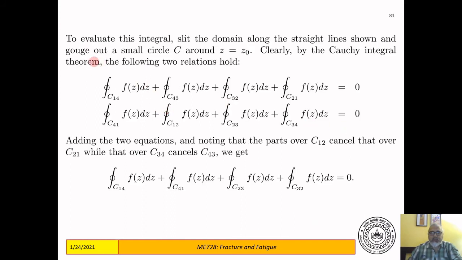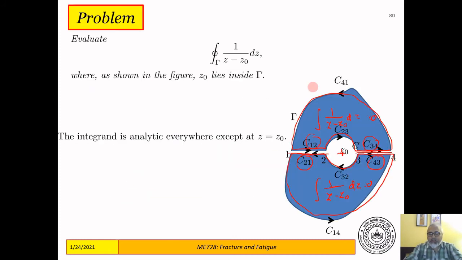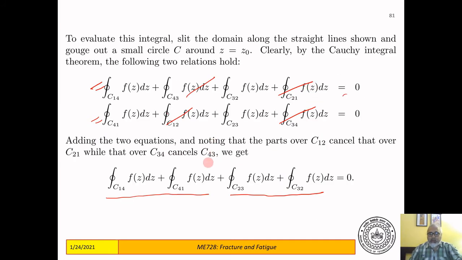So this is what I do. This is for the lower contour, that's equal to 0. For the upper contour, that is equal to 0 as well. Add them together, then 1 2 2 1 and 3 4 4 3 cancel out, because remember they are traversed in opposite directions, and this is what you are left with. Out of this, 1 4 and 4 1 together give you your contour gamma, whereas 2 3 and 3 2 together give you a circle.